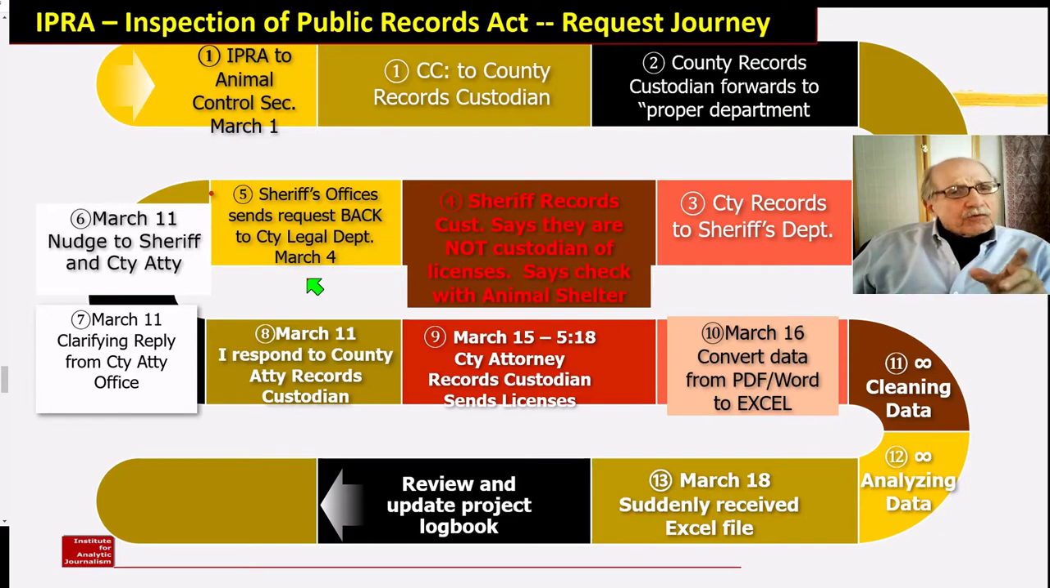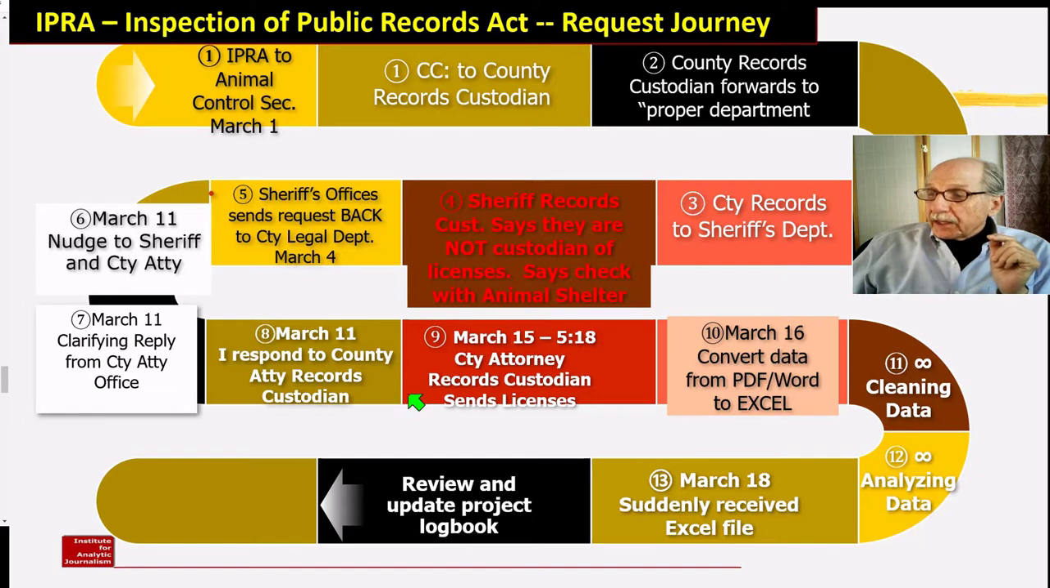This happens on March 4th. This is relatively fast. Remember, I filed on the 1st. I'm getting this kind of communications by the 4th. That's good because they have to tell us within 3 days that they have received our request. So we wait. And on March 11th, I send a little nudging memo to the sheriff and to the county attorney saying, I remember my request. And a clarifying reply came back from the county attorney's office saying, tell us again what you want. So I respond and I say, yes, here's what my request was. I want the digital files and I want that contract.